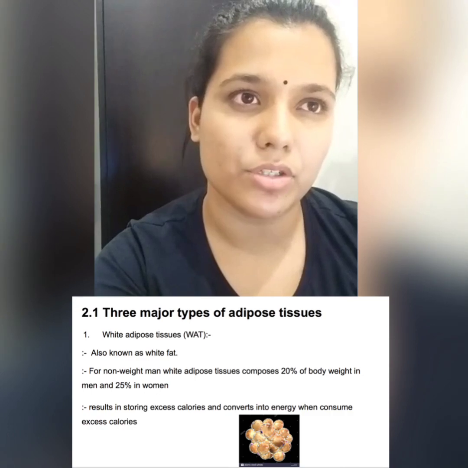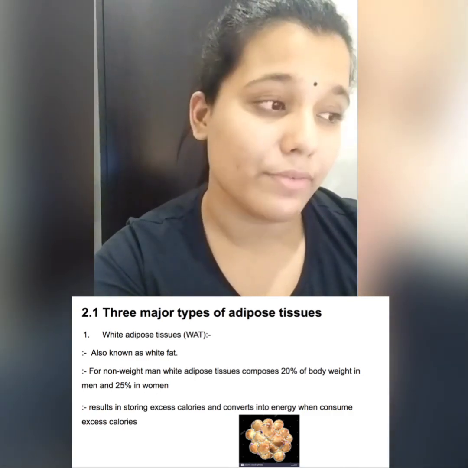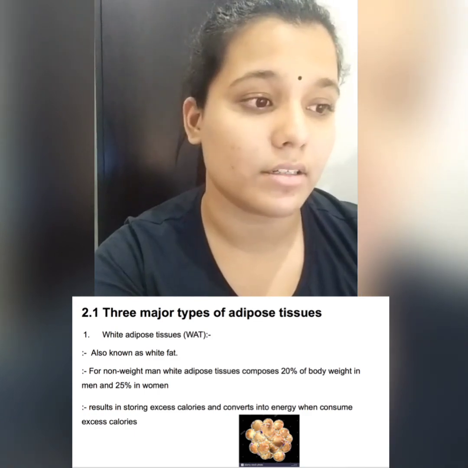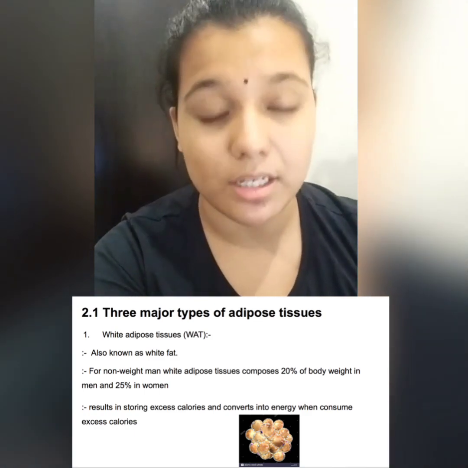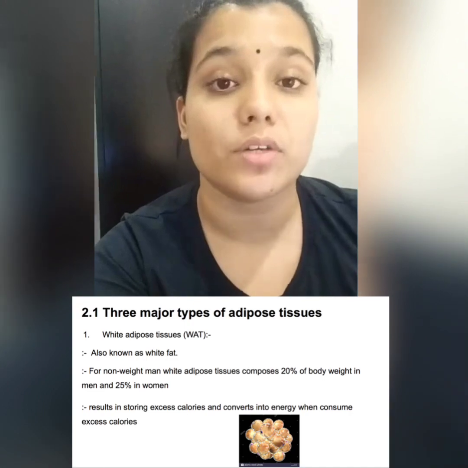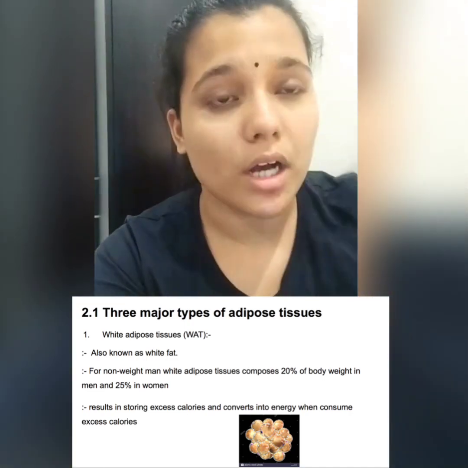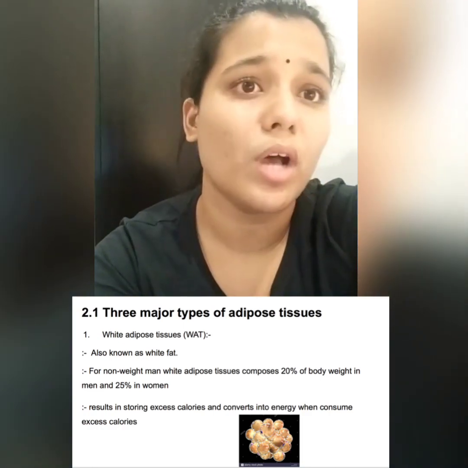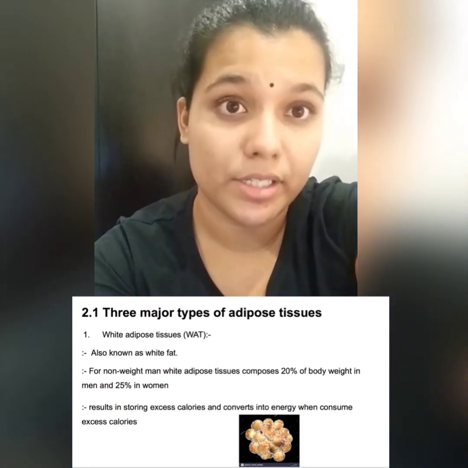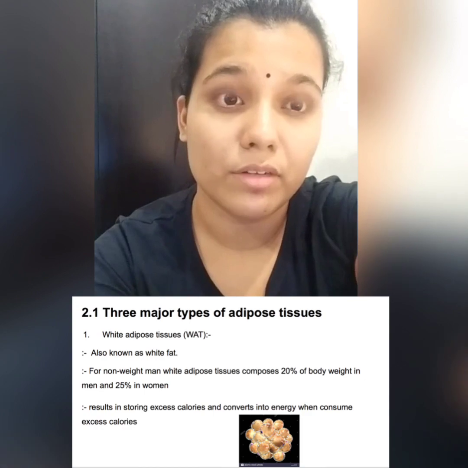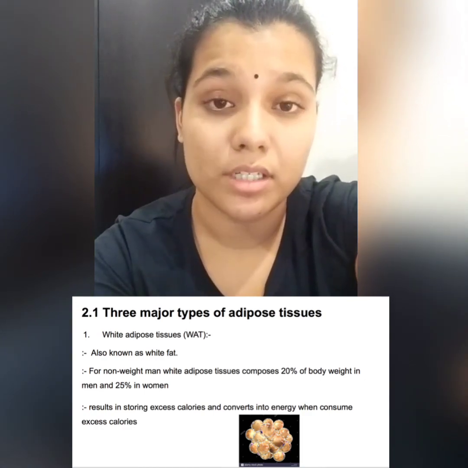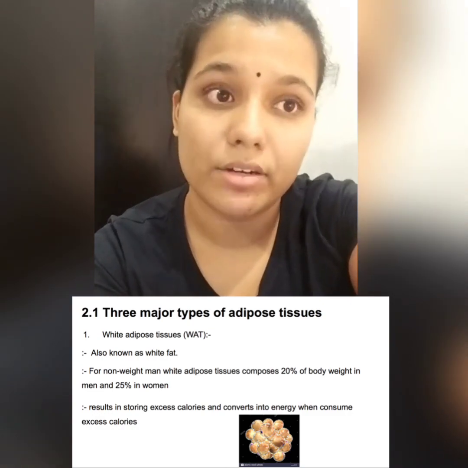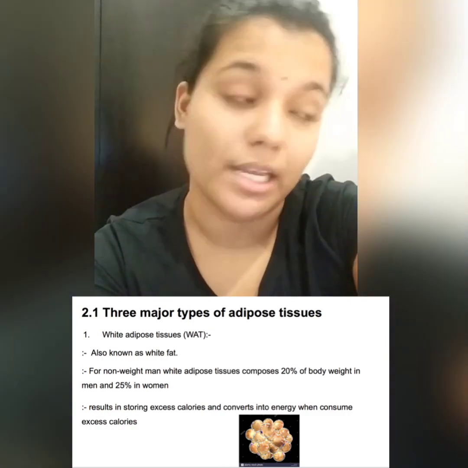So white adipose tissue is also known as white fat. It composes 20% of body weight in men and 25% of body weight in women. It is responsible for storing excess calories. When we consume many calories, the body converts them into energy in the form of white fat.